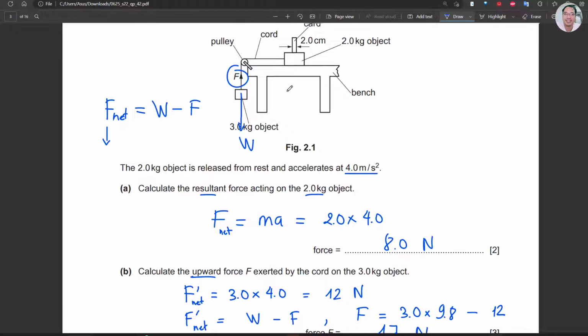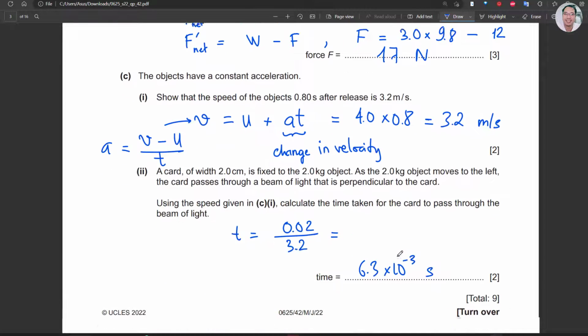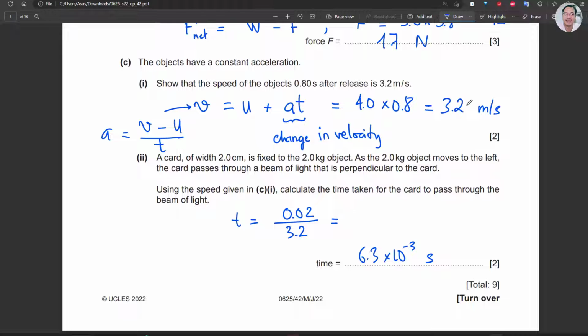Because the length of the cart is very small, only 2 centimeters, we can take a single value of velocity to calculate the time. If the length is very long, then the velocity will vary with time as it moves. Therefore the time cannot be calculated by this simple equation, but that is beyond your current IGCSE level.